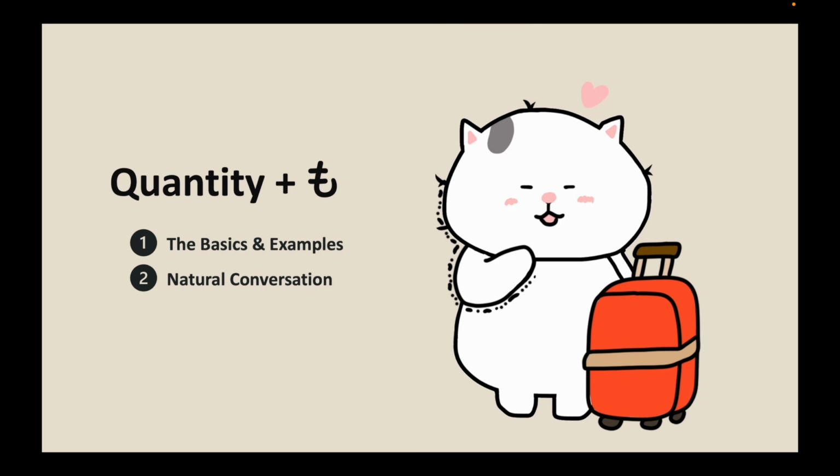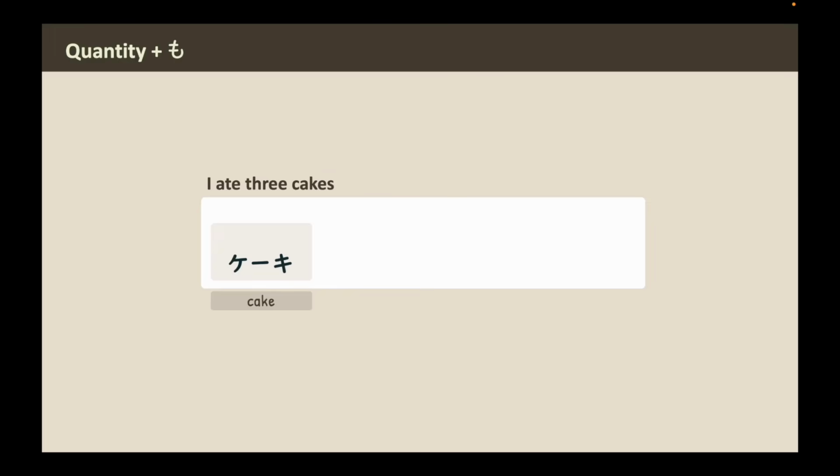In this video, we're going to learn how to use quantity plus も. Let's start with a simple sentence. I ate 3 cakes. ケーキを3つ食べました.